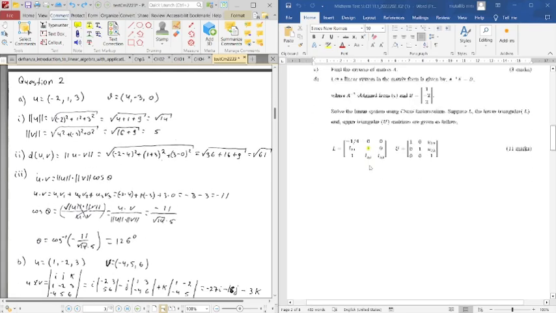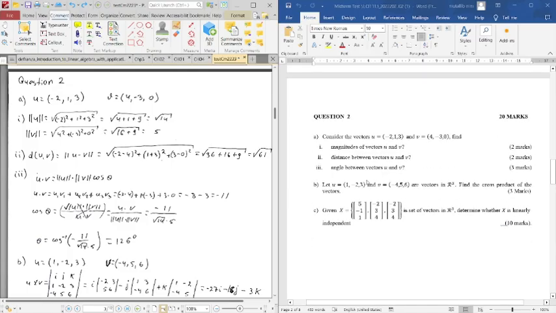So for question 2, for A, we have considered the vectors u and v with given coordinates, and in part 1 we need to find the magnitude of the vectors u and v. To find the magnitude, which we also call the norm in linear algebra, we just find the sum of the square of each coordinate under a square root.